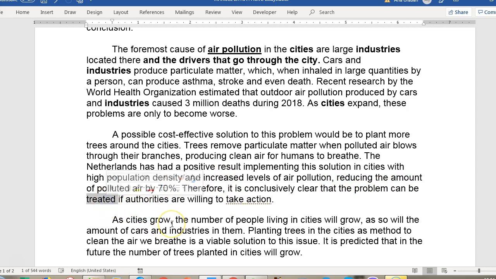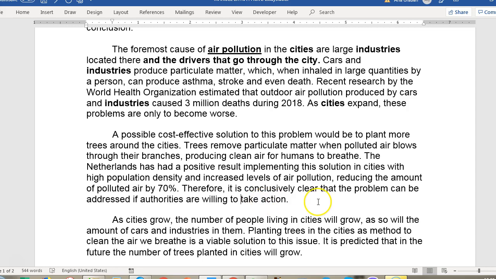I wouldn't say treated. You don't treat a problem, you treat an illness. You can address a problem. You can tackle a problem. So up to you. There are other verbs that will collocate with problem. Let's say addressed. If authorities are willing to take action.